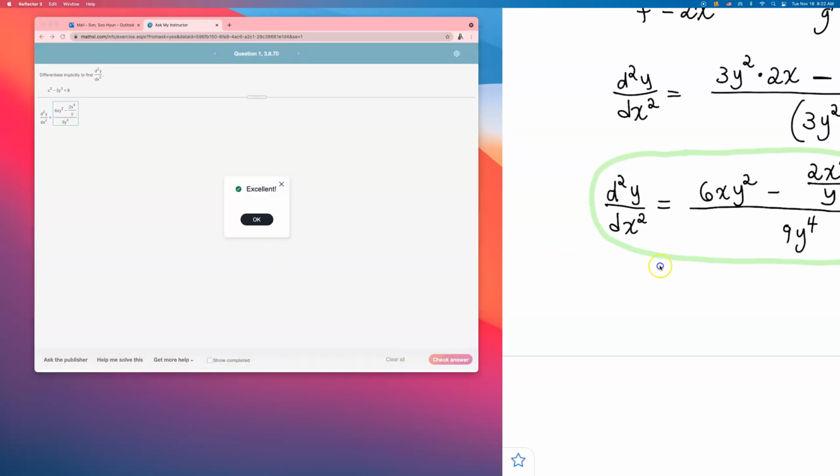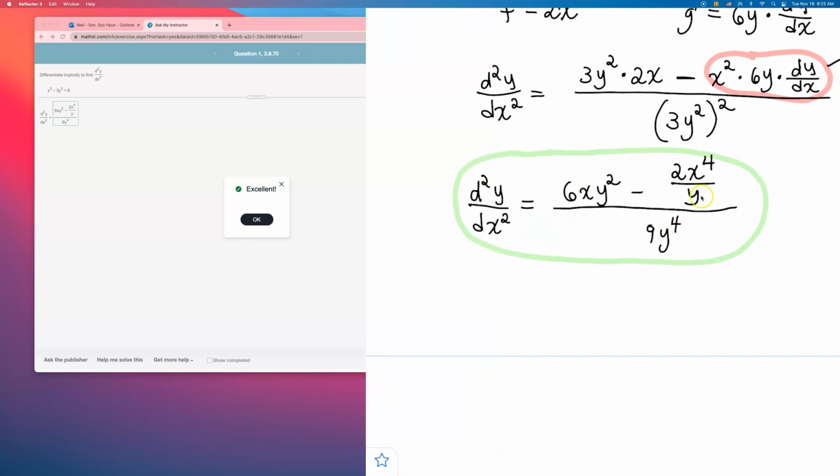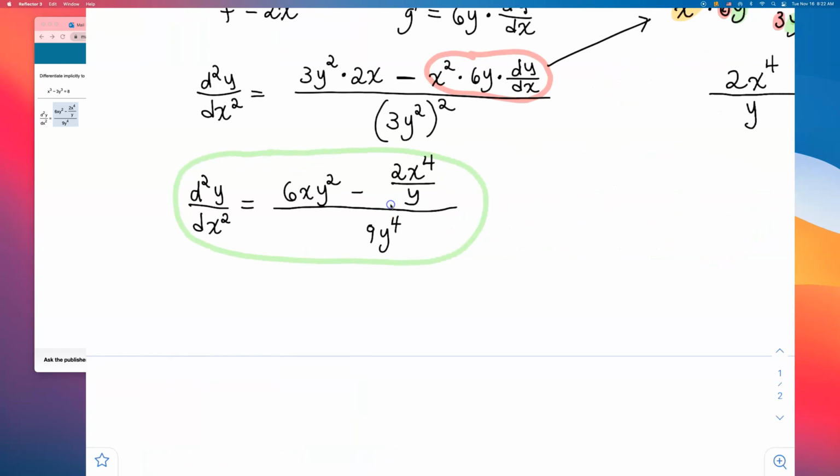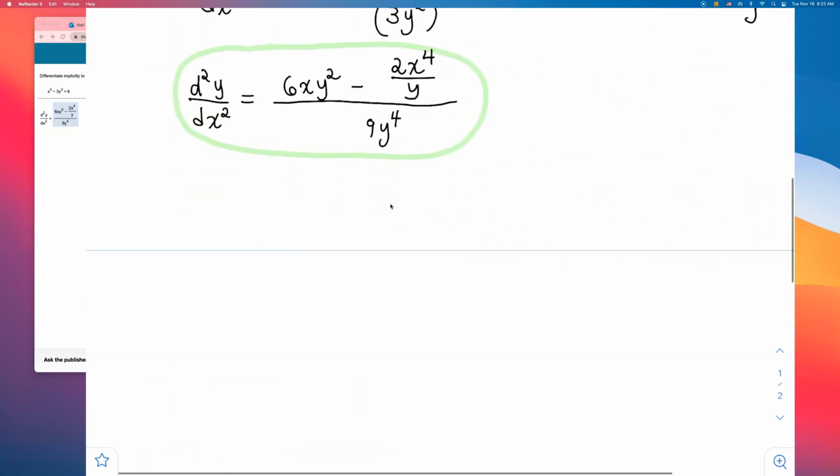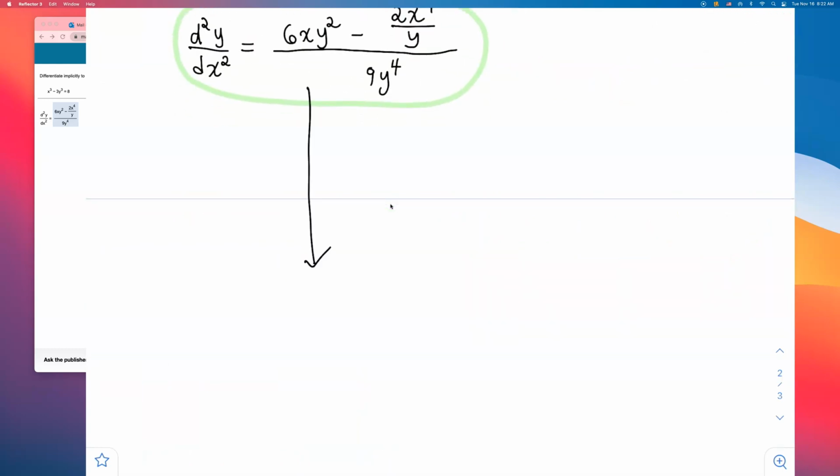So I guess we can simplify this further by separating this and simplifying the fraction of a fraction. But hey, you want to see? Yeah, I'll do that. Why not? So I can simplify this into 6xy squared over 9y to the fourth minus, all right, the second piece is going to be like this, 2x to the fourth over y divided by 9y to the fourth.